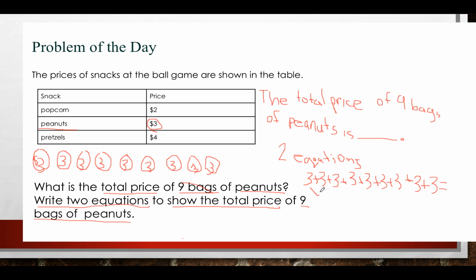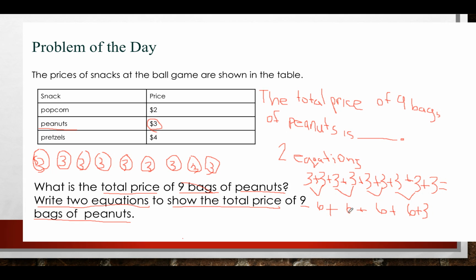So here, 3 plus 3 equals 6. Then we'll say 3 plus 3 again equals 6. And then 3 plus 3 again equals 6. And then 3 plus 3 again equals 6. And then plus 3 more. So now we're adding all the 6's together. Or you could have said 3 plus 3 equals 6, then 6 plus 3 equals 9, and 9 plus 3, and you could have kept going that way as well.